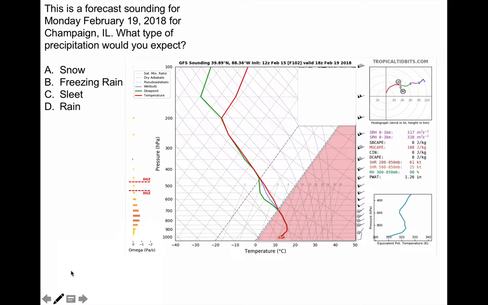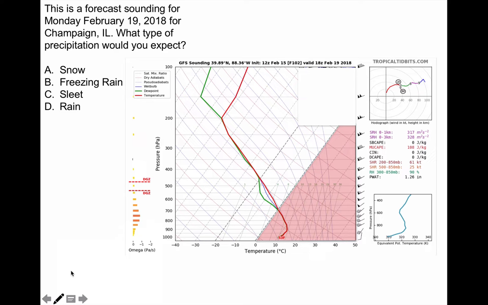Okay, so as we prepare for this lecture on blizzards, I want to walk back through our understanding of how the temperature profile of the atmosphere leads to the different types of precipitation. Remember, we're in a lecture series where we're trying to understand the difference between rain, freezing rain, sleet, and snow. So check this out. This is a forecast sounding.